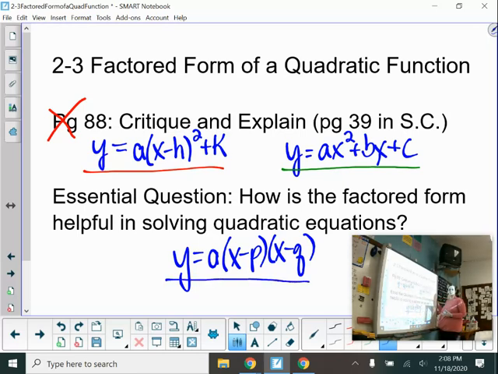Factored form is useful because it actually tells you what the x-intercepts are of a quadratic function. Your x-intercepts are going to be your p and your q values. Now keep in mind the equation does have subtraction in it. So just like when we pulled out the h value, we took the opposite, we would pull out the opposite whenever we do our p's and q's.